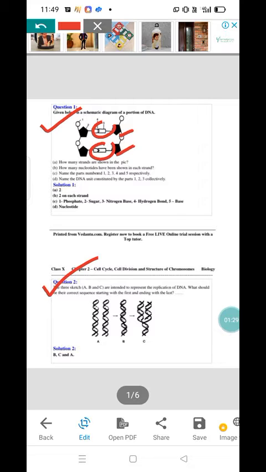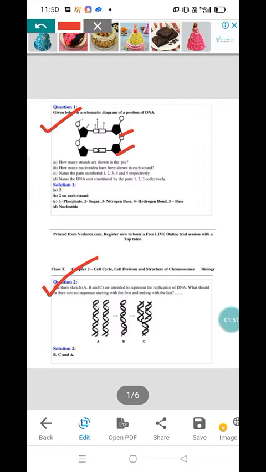Name the parts numbered 1, 2, 3, 4 and 5 respectively. Now what do 1, 2, 3, 4 and 5 say? Number 1 is a phosphate. Number 2 is your sugar. Number 3 is a nitrogenous base. 4 will be the hydrogen bond and 5 will be another nitrogenous base. Right? As I have discussed and shown the diagram in your copy, it exactly looks the same, right?